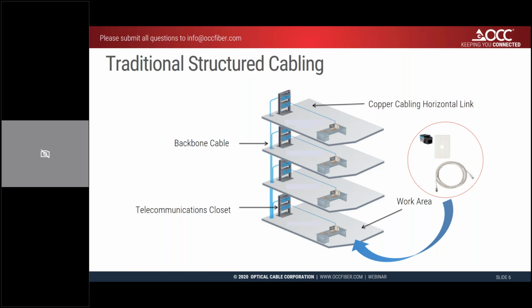So let's talk about some traditional structured cabling. You might have seen a picture like this before. You're certainly familiar with this structure where you've got backbone cable coming into a building, comes into a telecommunications closet. You run through your horizontal cable, you end up at a wall outlet with a faceplate and a patch cord going to your desktop. Okay, that's pretty standard stuff.